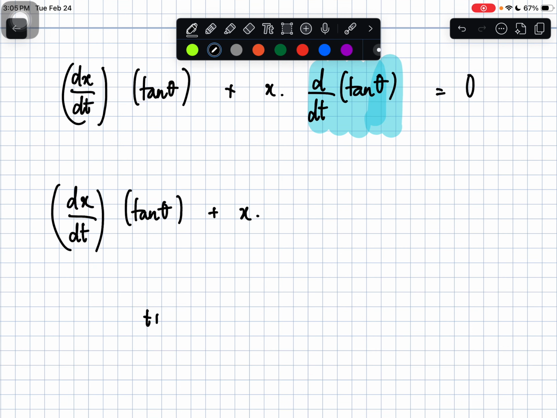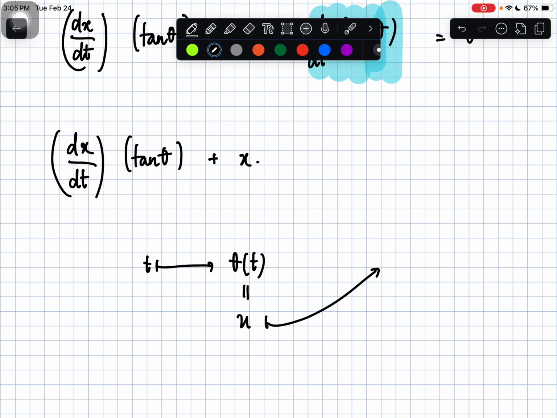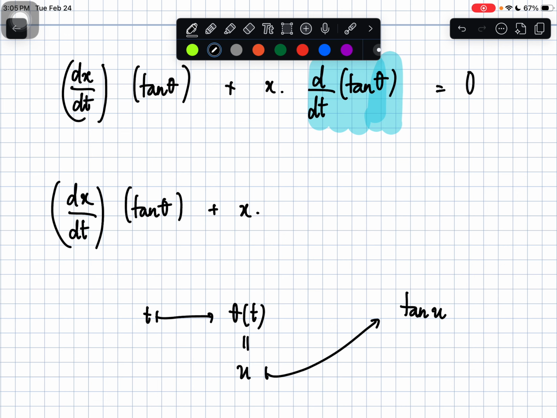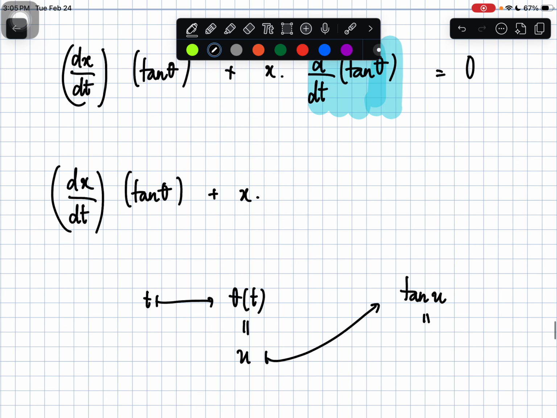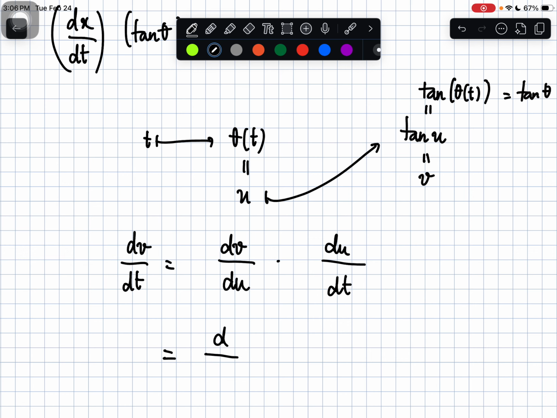So we have t mapping to theta at the time t. Call this u. You map that to tangent of u. So in this case we have tangent of theta, or theta of t. I wrote it as tangent theta. Call this v. dv over dt by chain rule is dv over du times du over dt. dv over du of tangent u times du over dt.